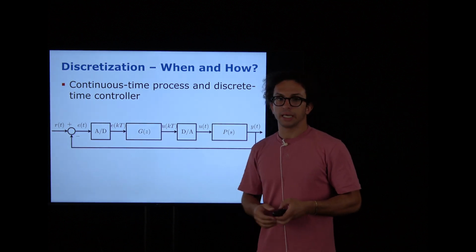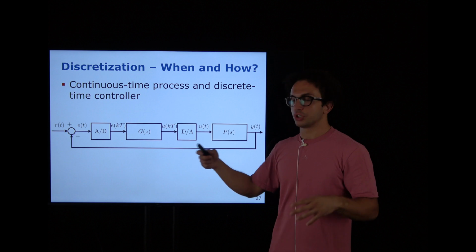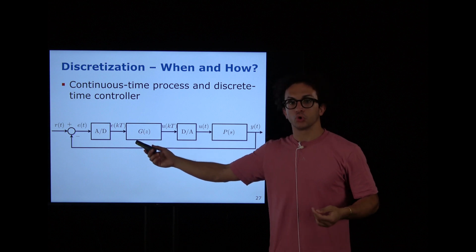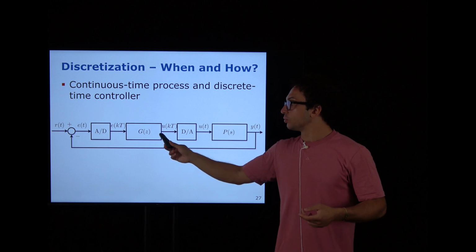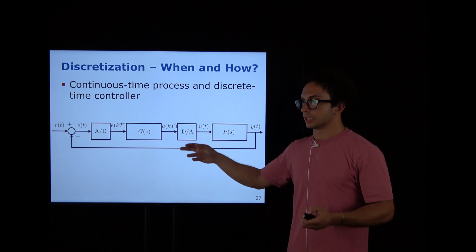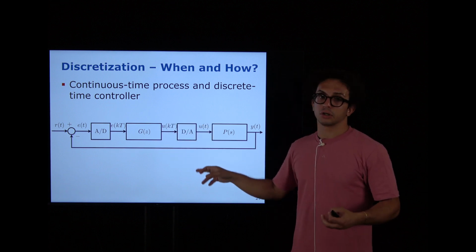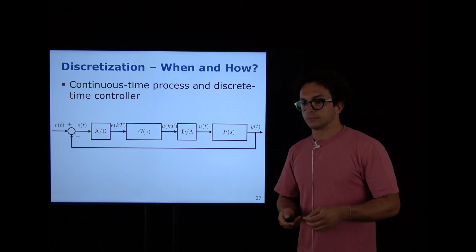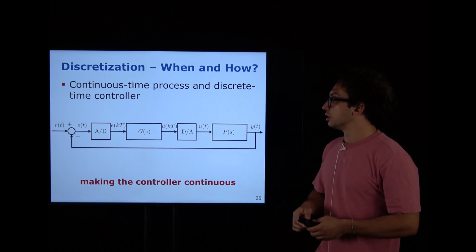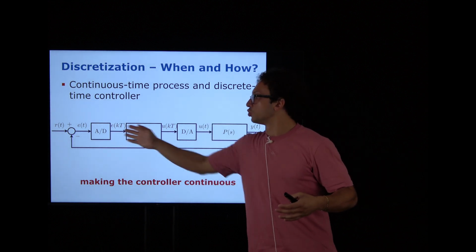Then we compute the controller action. We get this action, which is of course a discrete time signal, because the controller we're using here is a discrete time controller. And then we pass it through a digital to analog converter. So it takes this digital signal and makes it analog, so makes it continuous. So this is one block scheme to make the controller continuous. We have a discrete time controller and we make it continuous artificially with these two modules.